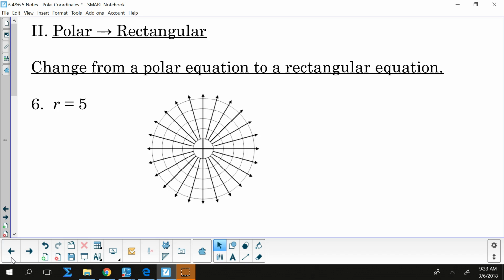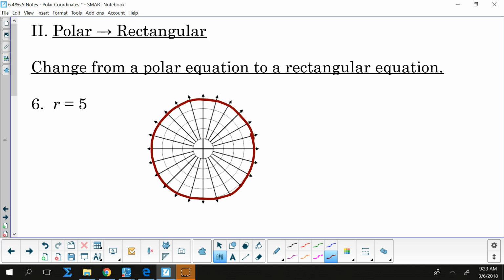If I gave you the polar equation, r equals 5, what does the graph of that polar equation look like? R equals 5. Wouldn't it just be a circle around the 5? The fifth ring. So I'd go out 5 rings. 1, 2, 3, 4, 5. I'd go out 5 rings, and it would look like a circle, 5 units out, right? Okay?